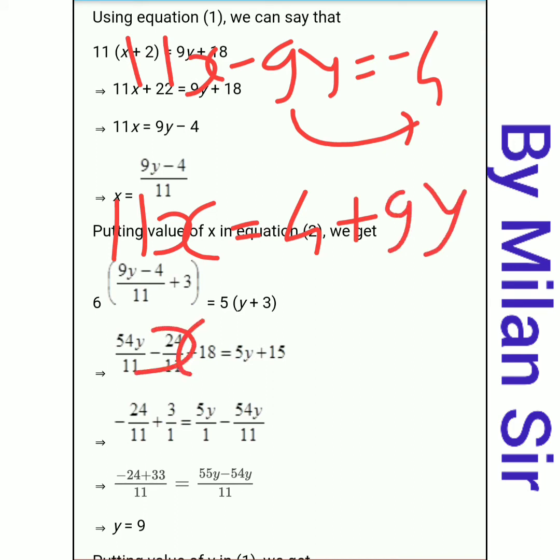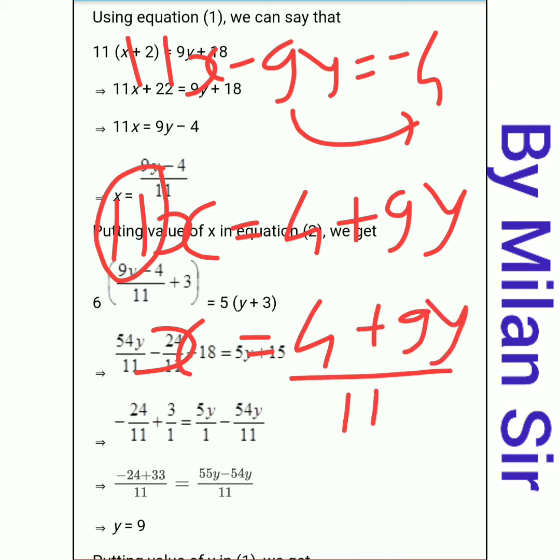Then we need to transfer this 11 to the right hand side. So in the right hand side, 4 plus 9y divided by 11. This is the value of x, right? Sorry, here minus 4 is there. So x is equal to minus 4 plus 9y upon 11. This is my equation number 3.